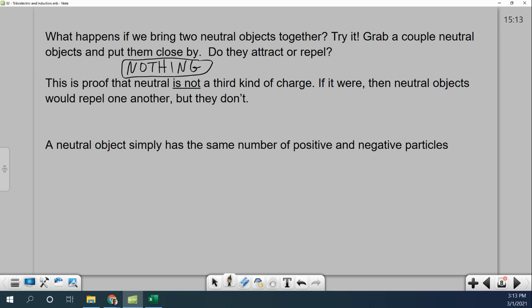Nothing happens. This is actually proof neutral is not a third kind of charge. If it was, the neutral object would repel, right? Because like charges repel. So these can't have the same charge. Otherwise, they'd repel from each other, and instead, they just sit there, exceptionally boring. So they are not a third kind of charge. It is a balance of charge. A neutral object has the same number of positives and negatives. That's all it is. It's not a third type of charge. It's a balance of charge.